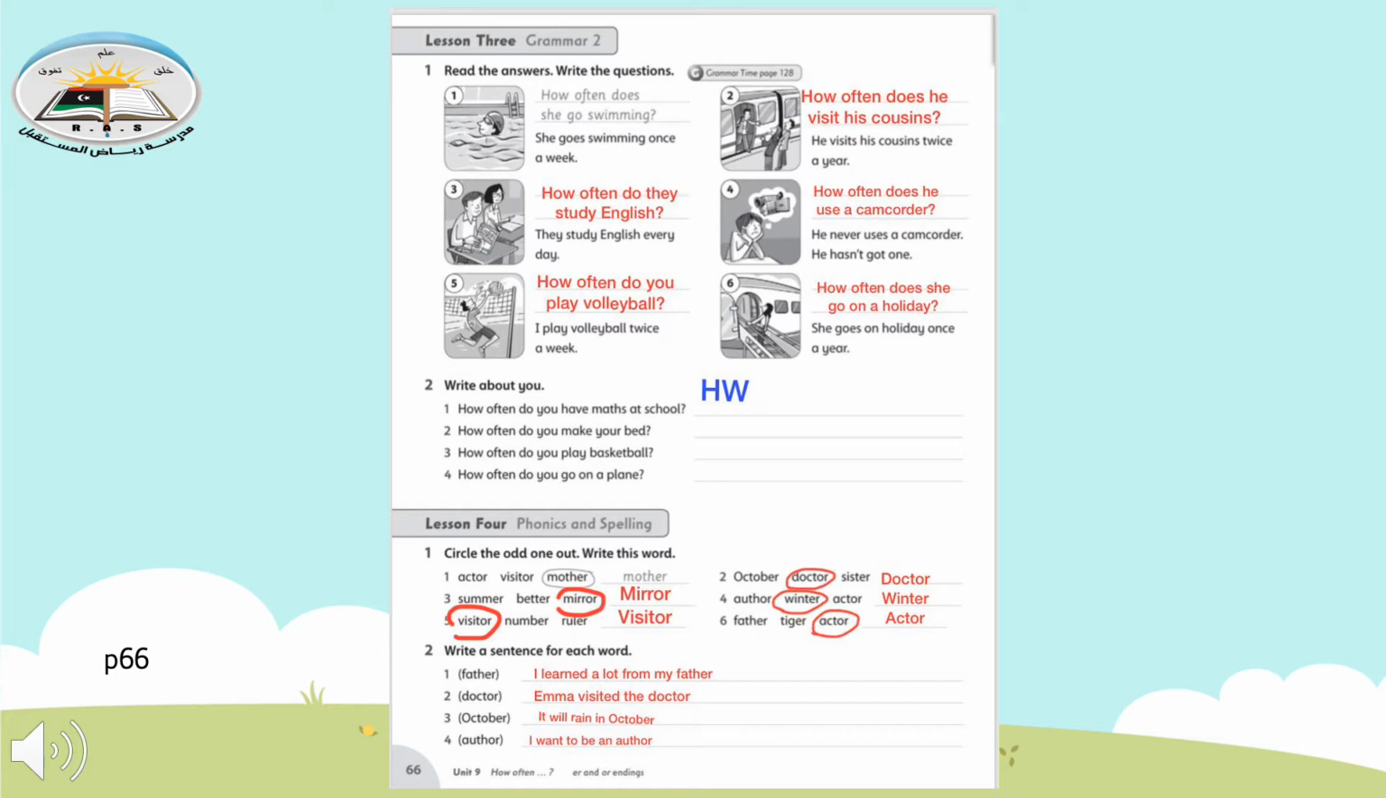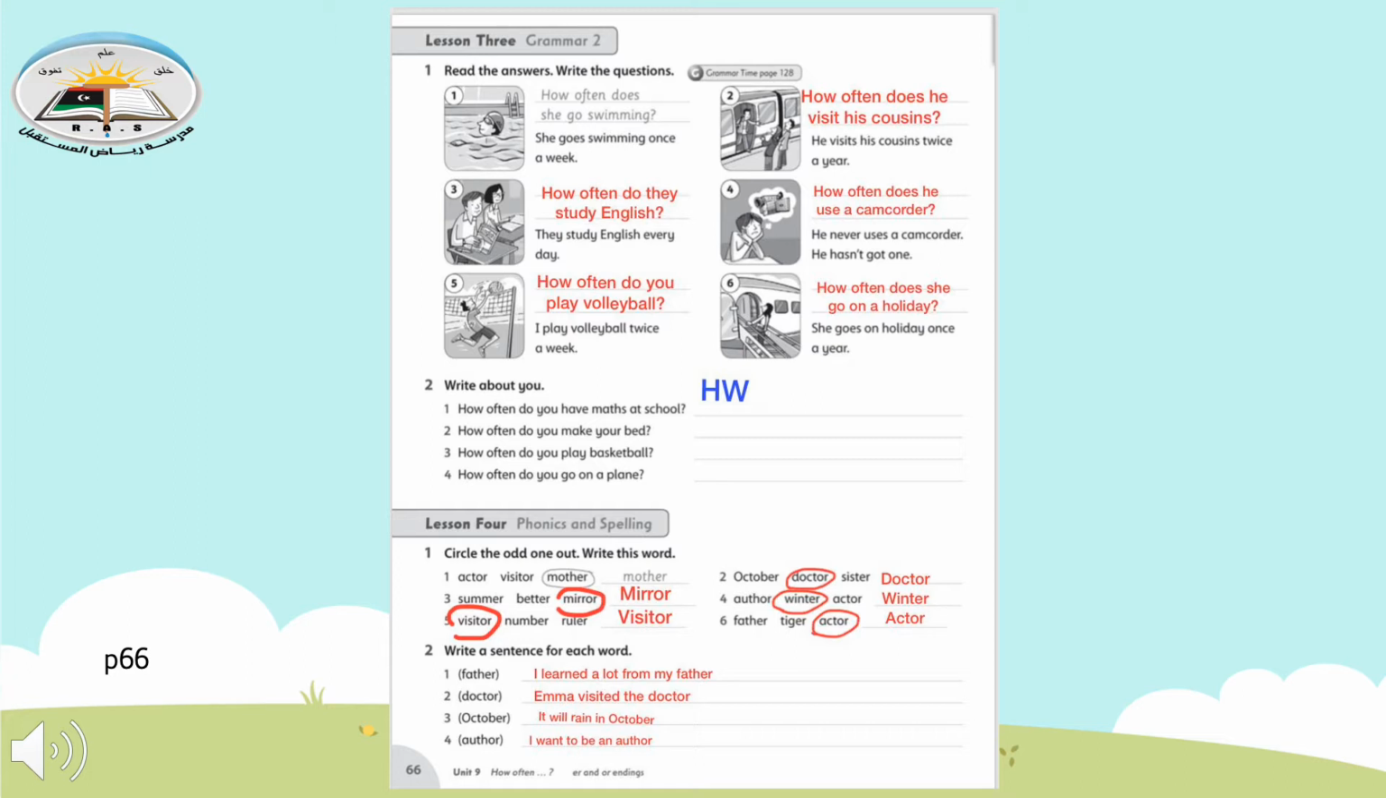Number 3. The answer in front of us is, they study English every day. And in the picture, we have 2 people studying English. The question should be, how often do they study English? Number 4. We have the answer. He never uses a camcorder. He doesn't have one. So the question should be, how often does he use a camcorder?